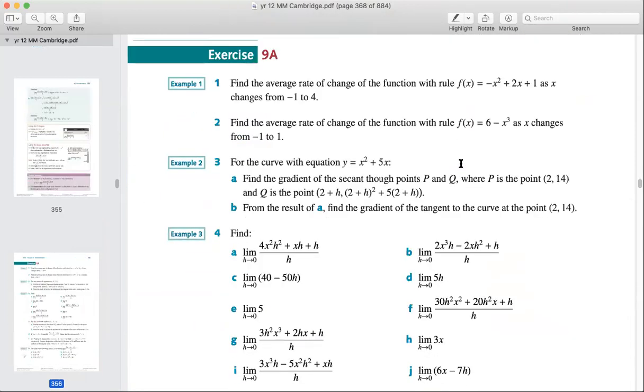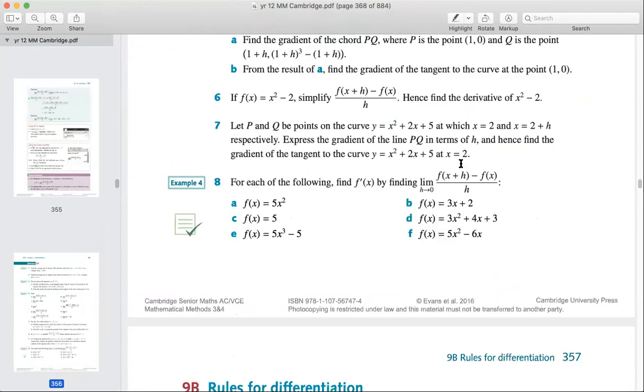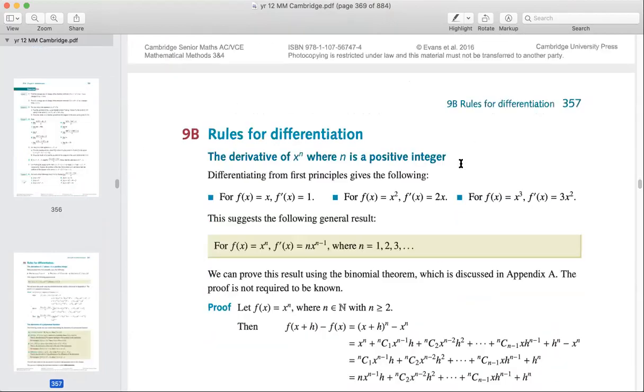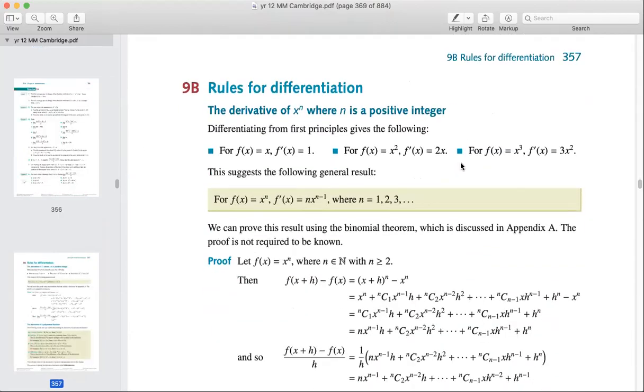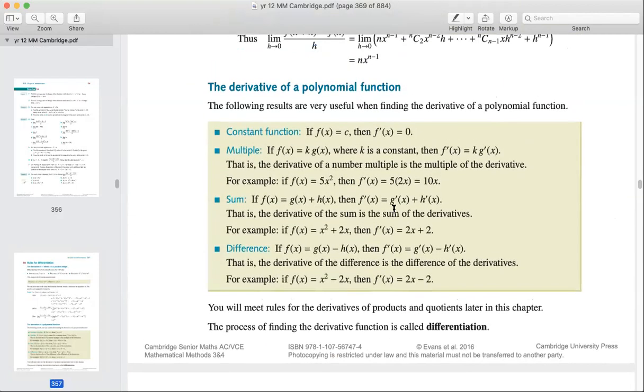And this is for 9A, we just need to know the first principle. And for 9B, again, it's purely and fully covered in year 11. It's rules for differentiation for x to the power of n. Okay, this proof we don't need to really remember. We can directly remember the formula to help us to get all the calculations.